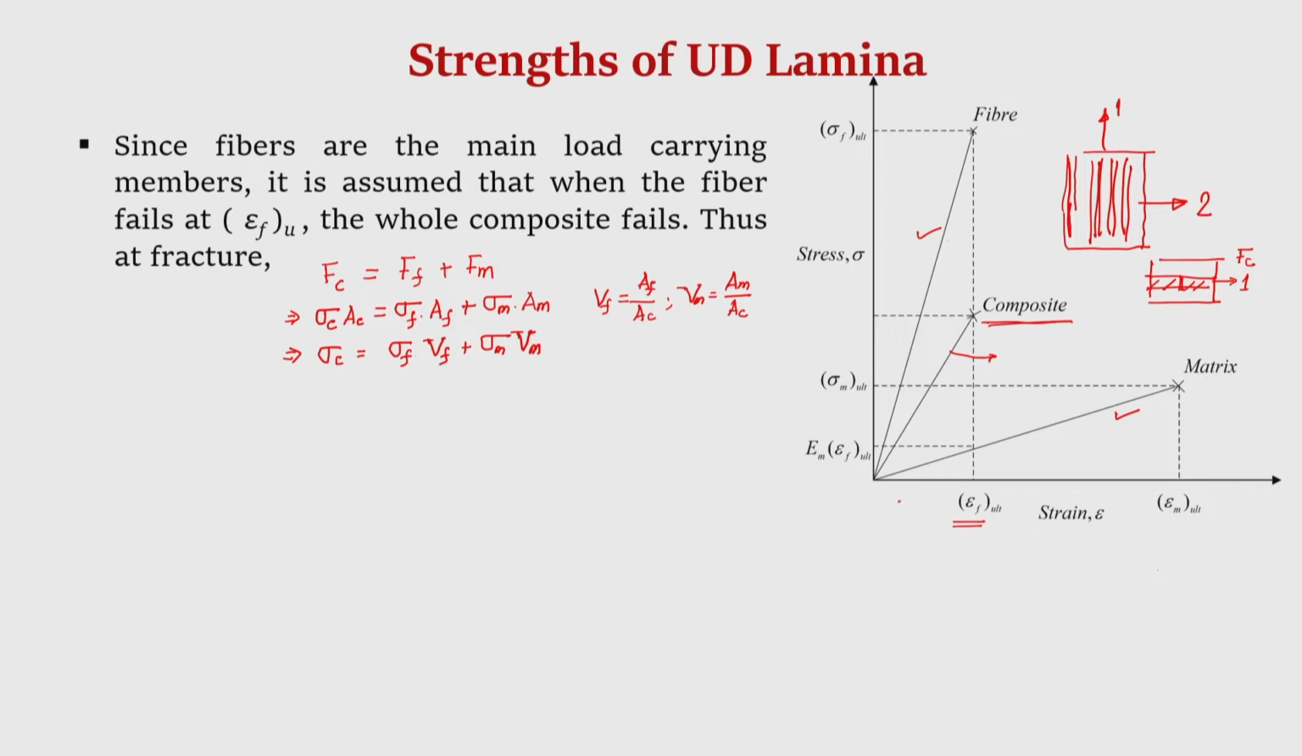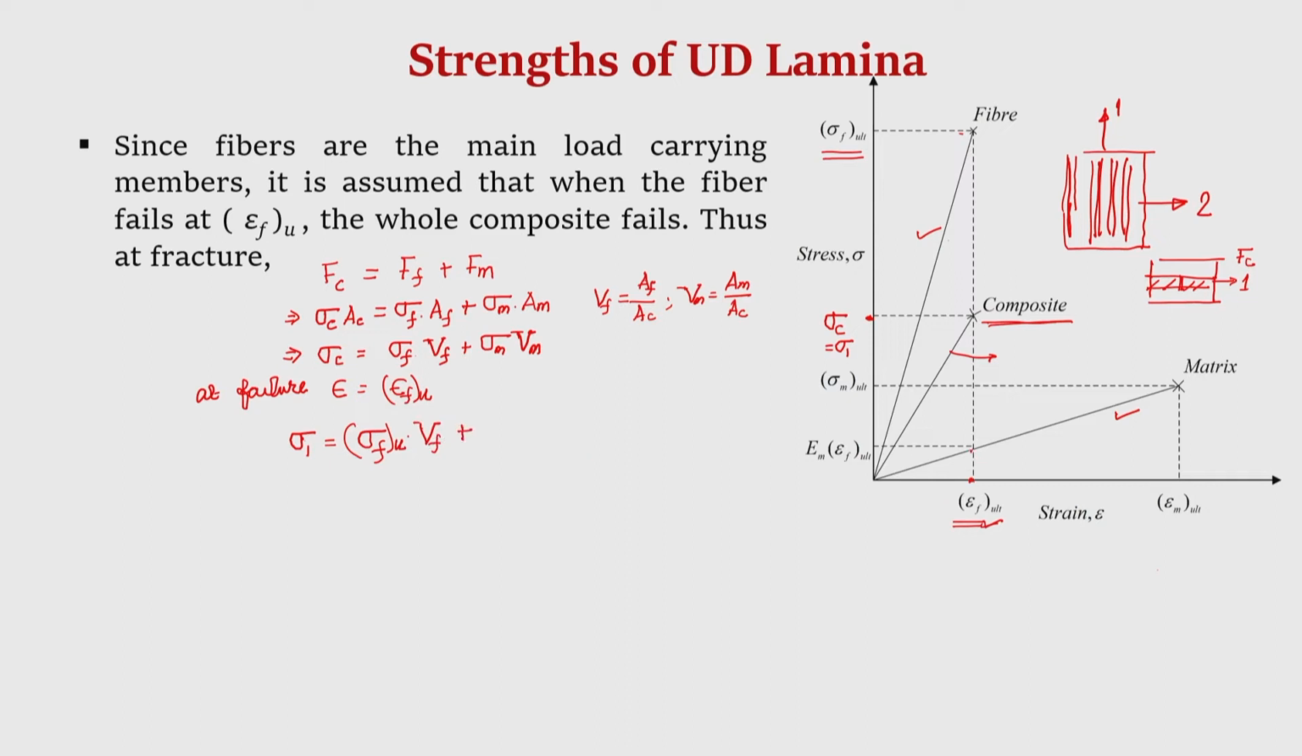So, now look at this stress strain curve. The failure condition is that when the fiber strain is epsilon f u, that means at failure, at this point, what is the stress in the composite? This is nothing but the stress in the composite sigma c, because it is in the direction 1, we can write this is sigma 1. So, at failure, what is the stress? At failure, what is the stress in the fiber? Because this is the strain, therefore, the stress in the fiber is sigma f u. V f is the volume fraction of the fiber.